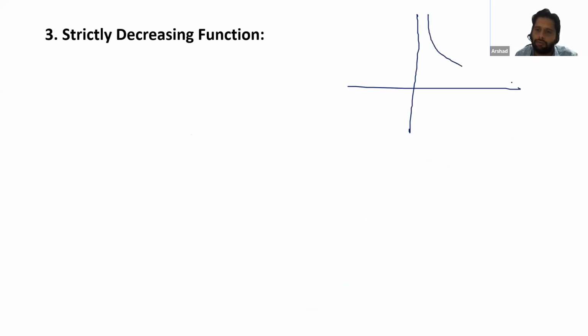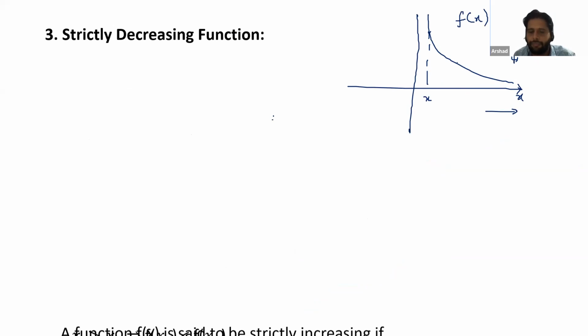For example, this one. Here you can see that as the value of x is increasing, this value decreases. Please check here. At this value of x, the function has this value, and after this, it decreases. That's why we will say that this is a strictly decreasing function, because it decreases continuously.